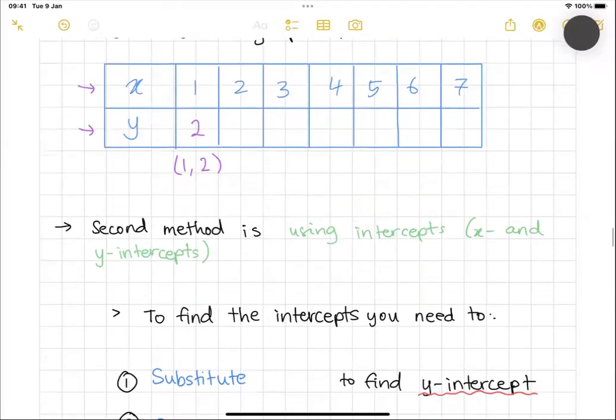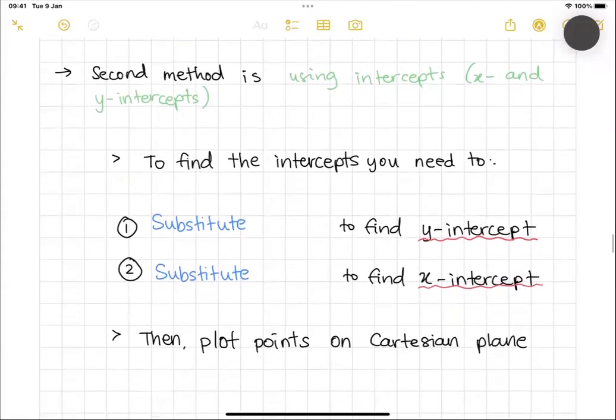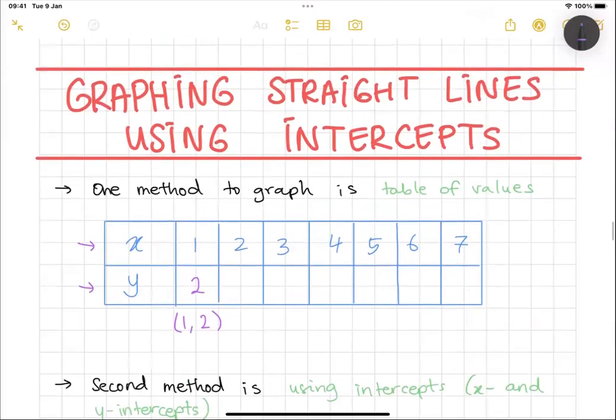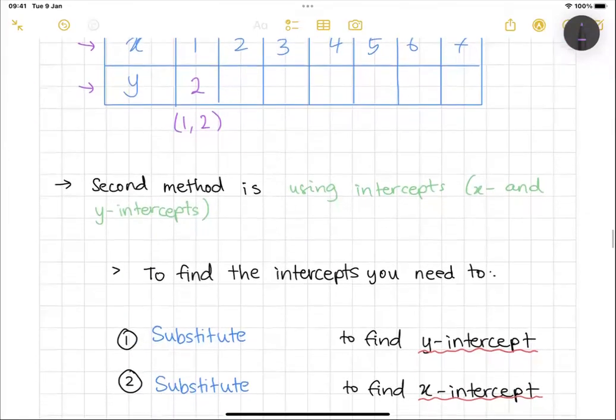The next part is something new, which is called using intercepts. What I mean by using intercepts is looking at the x-intercepts and the y-intercepts. Now, to find these intercepts, you need to use the skill of substitution. So it's kind of like substituting 1 into the equation, or substituting 2, 3, 4, 5, 6, 7 into your equation and getting your y values. In this case, we're going to substitute x or y equal to 0.